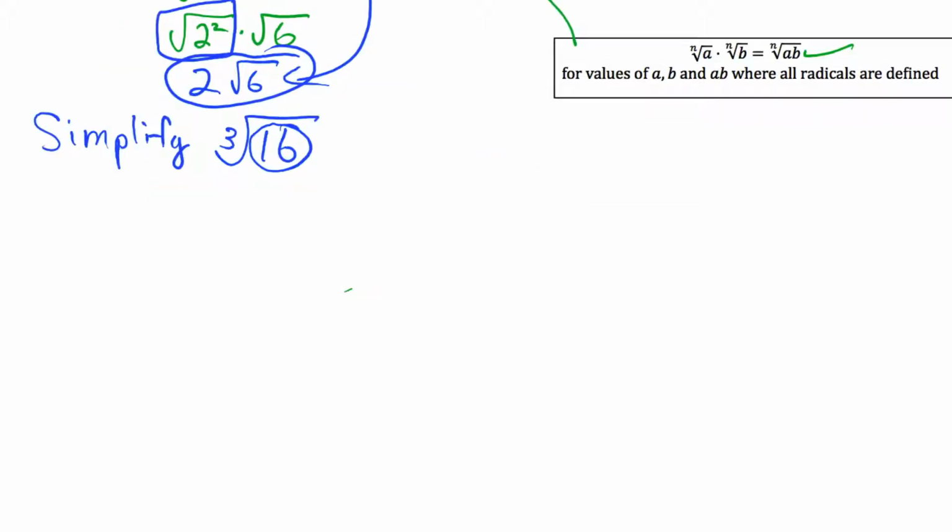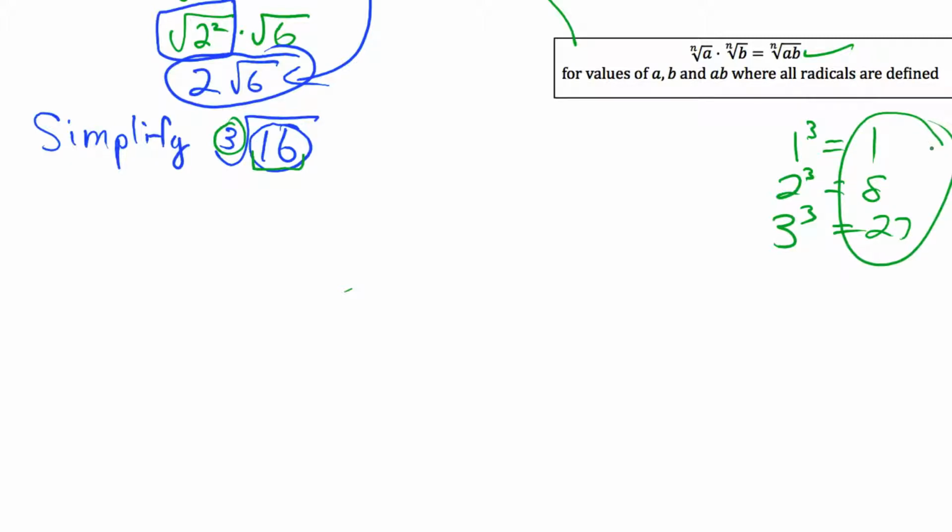Okay, let's just review an example with cube roots. So in this case, we'd be looking for the biggest perfect cube that divides into 16. Our perfect cubes, remember, we can think of them this way: 1 cubed, 2 cubed, 3 cubed, 4 cubed, etc. Which of these numbers, or do any of these numbers, divide into 16? Well, we can see that 8 does. So we can break our 16 up into 8 times 2.